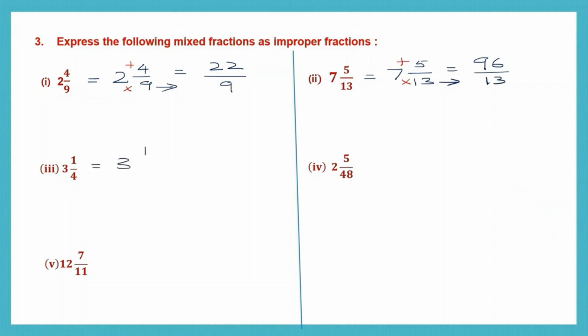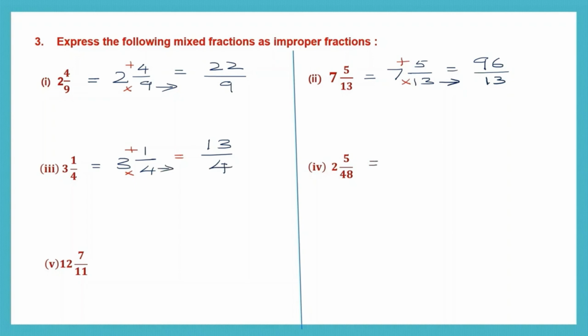Question 3, 3, 1 by 4. Let's multiply the denominator and the natural number. 4 threes are 12. Then add this. So 4 threes are 12 plus 1 is 13, which is our numerator. Denominator is the same as the question, 4. So what's your answer? 13 by 4.